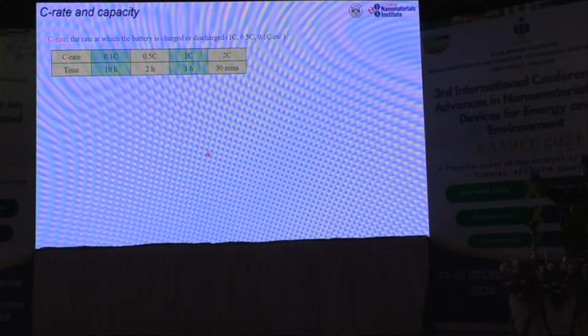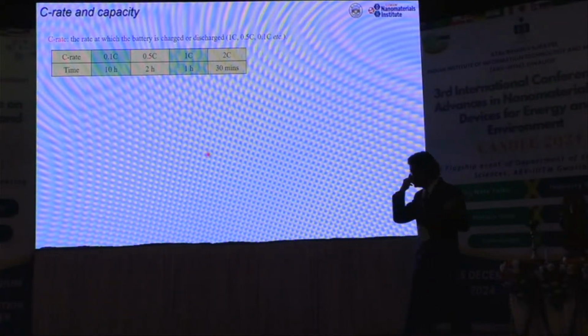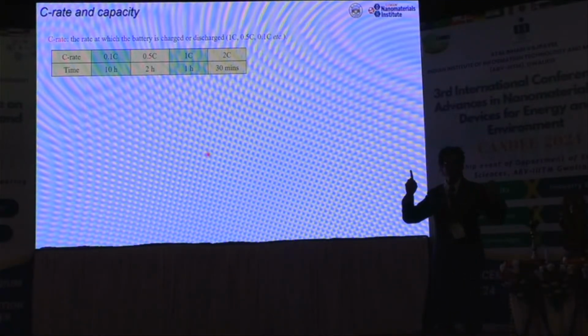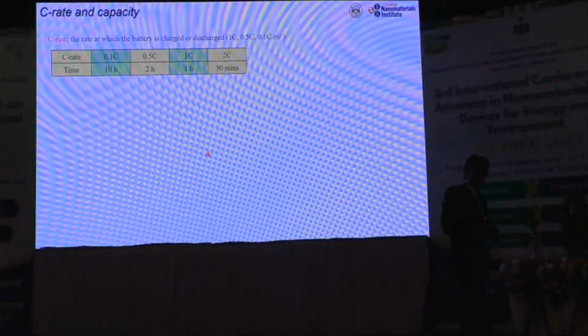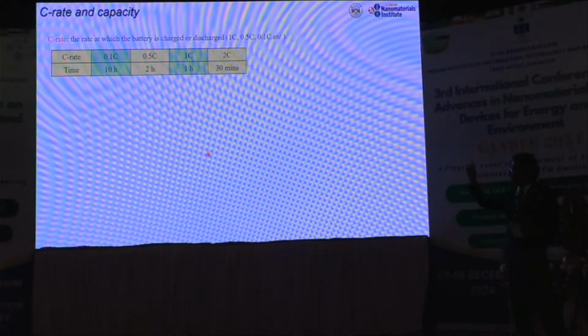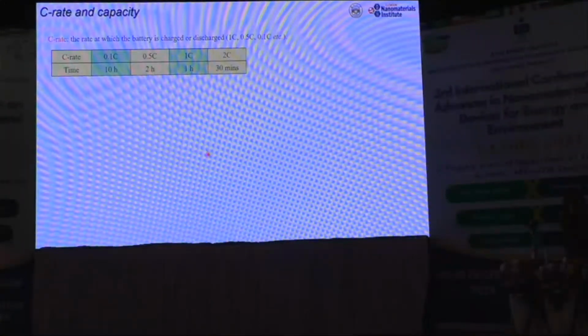The other terminology I'll talk about is called the C rate. C rate means how fast the battery is charged or discharged. So 1 C means the battery is charged in 1 hour or discharged in 1 hour, and 0.5 C means it takes 2 hours, and 2 C means it takes only half an hour. So at 2 C you can charge and discharge in 1 hour, because 30 minutes for charging, 30 minutes for discharging. So that's another number to remember.